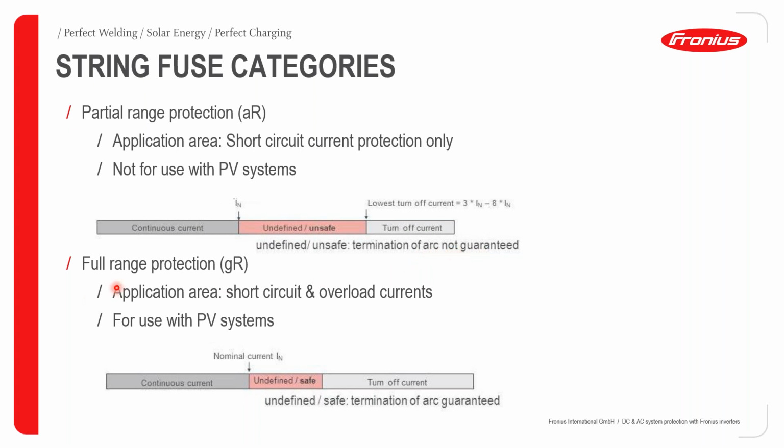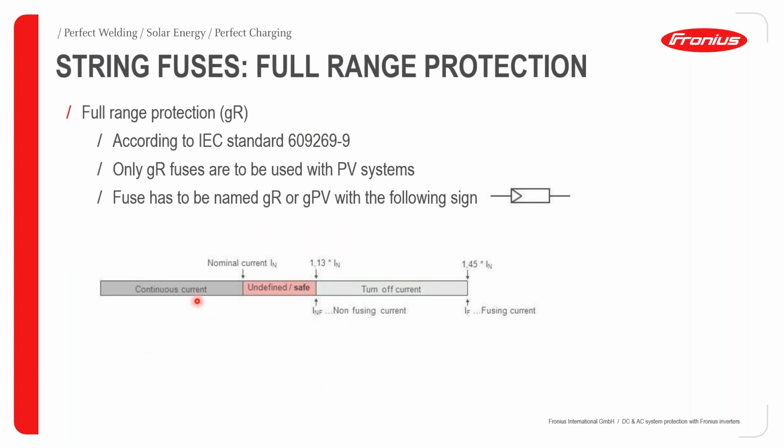But next up, we're talking about the full range protection, otherwise denoted as GR. This finds its application in short circuit and overload current protection. So this is what is recommended for use in PV systems. In this case, as you can see from the illustration, the nominal current doesn't need to be exceeded that much before the termination of the arc occurs. We're going to be explaining more about this in the next slide. As you can see, there is an IEC standard recommended for this, IEC standard 60269-6.